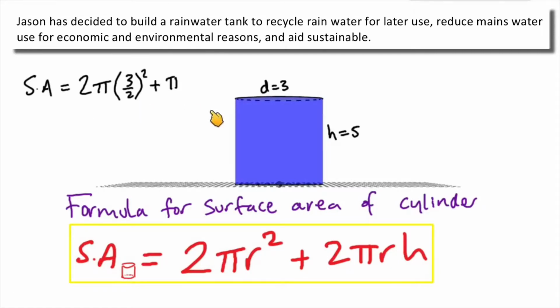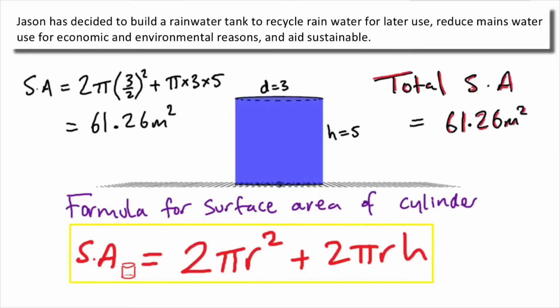So the surface area of this cylinder, 2 times pi times the radius squared plus pi times the diameter times the height, gives us 61.26 meters squared. So this cylinder has a total surface area of 61.26 meters squared. So Jason needs to buy enough paint or weatherproofing for coverage of about 62 square meters.